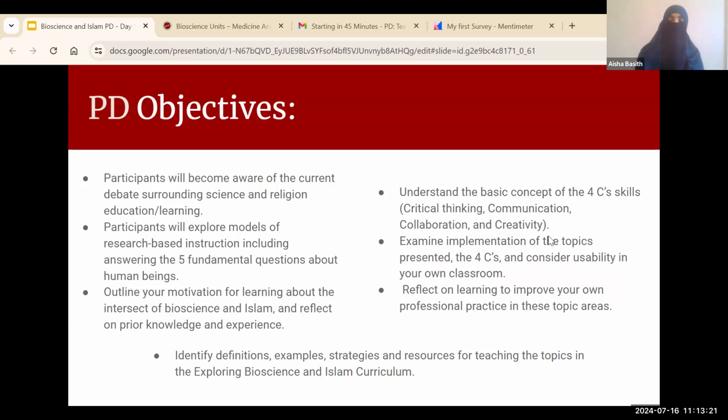So just again, to keep that connection going, thumbs up if we're okay with those objectives. If there's any objective that you all came in with the intention of learning, I'd like you to put that in the chat. Is there anything missing here that you expected to gain out of these PD sessions, inshallah?